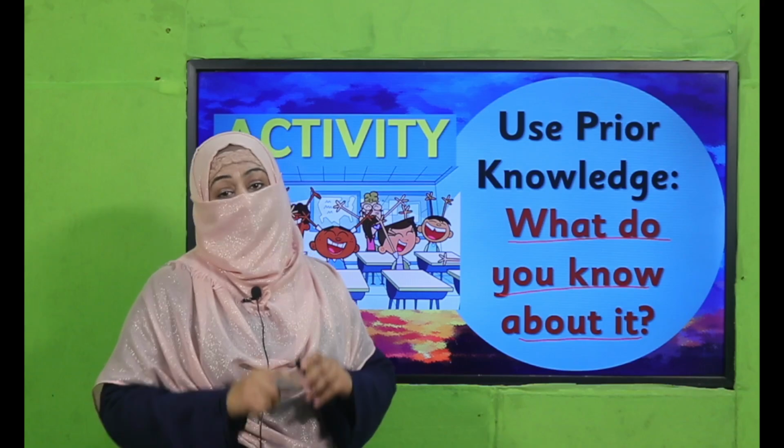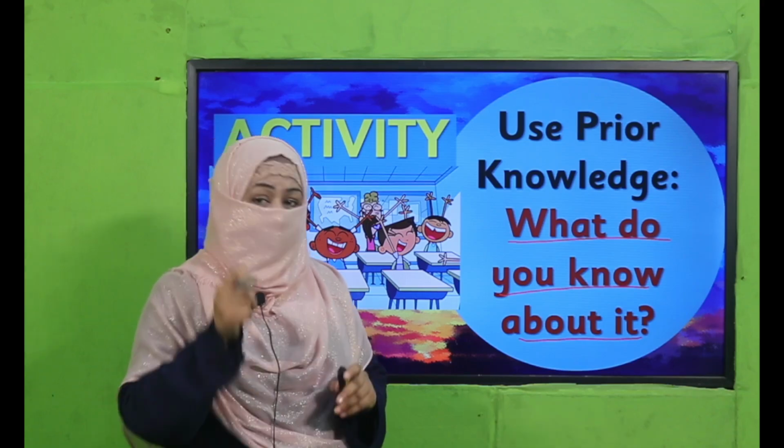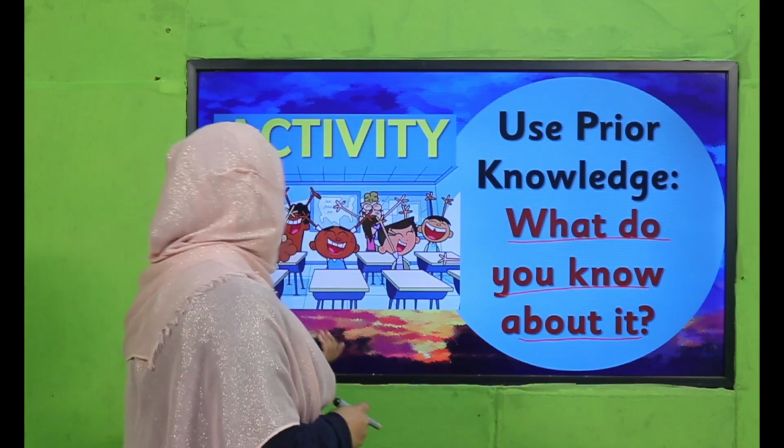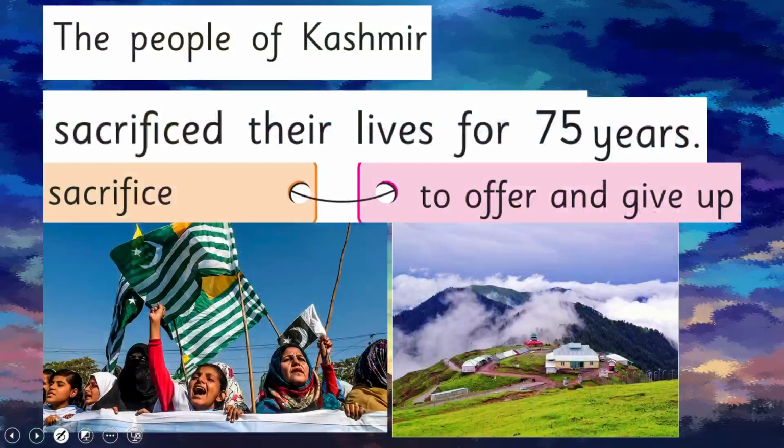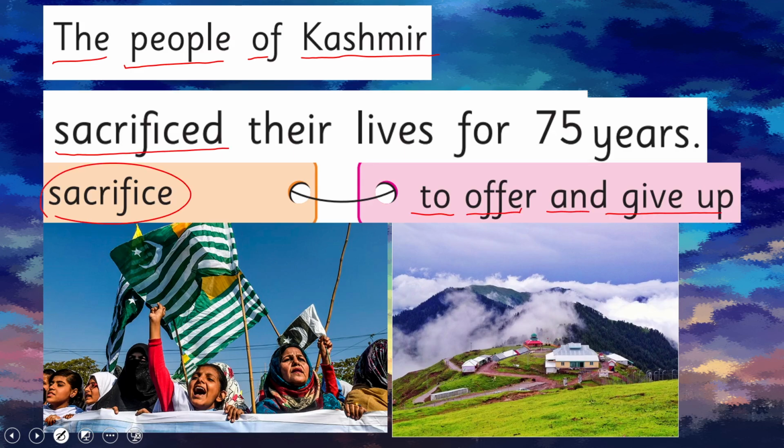Yes, my dear students, I hope you have discussed many things. MashaAllah, my children are smart. They know a lot. Good job. Now, the people of Kashmir sacrificed. And what does sacrifice mean? To offer and give up. What did they sacrifice? They sacrificed their lives for 75 years.